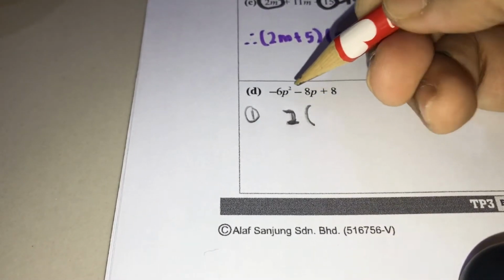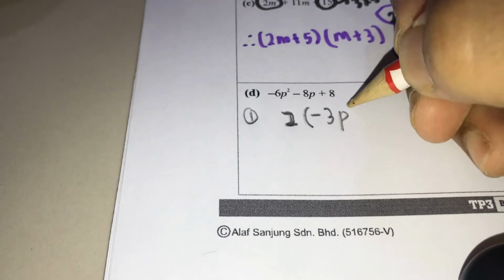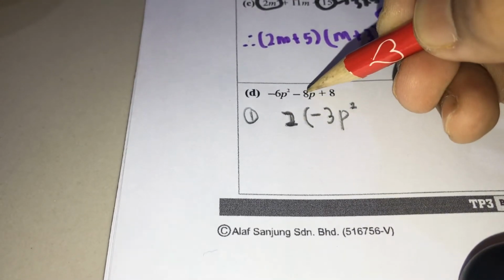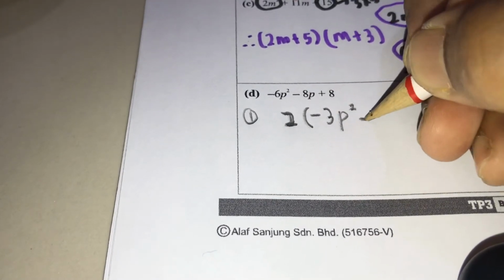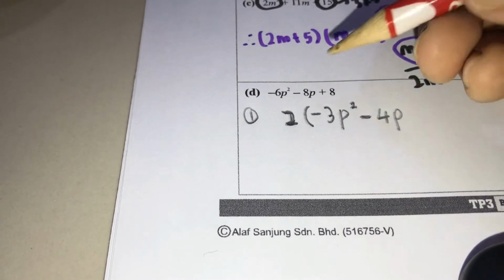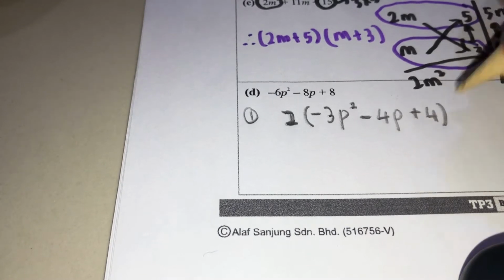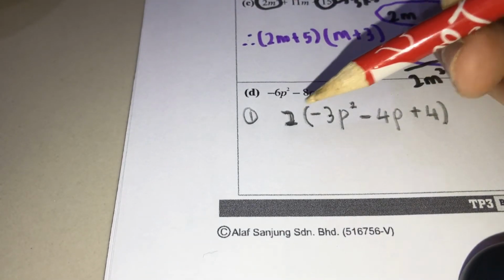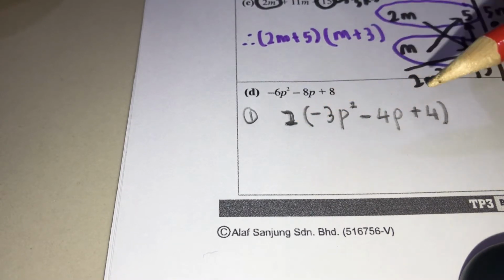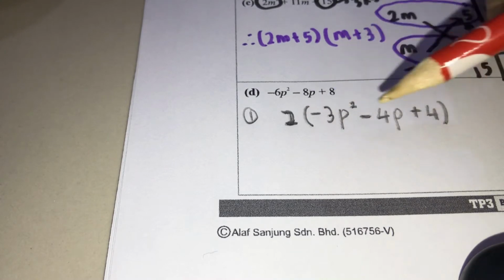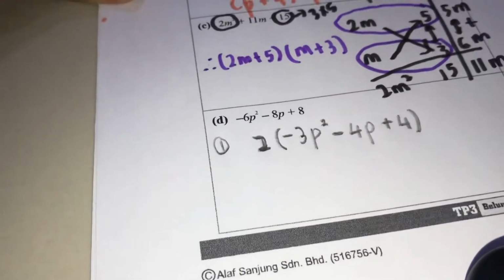Multiply. 2 times negative 3, right? Becomes negative 6, negative 3p square. 2 times negative 4p becomes negative 8. And then 2 times 4, positive 4, to get 8. You try to times: 2 times negative 3, you get negative 6, correct? 2 times negative 4, negative 8. 2 times 4, you get 8. Okay, this one correct.